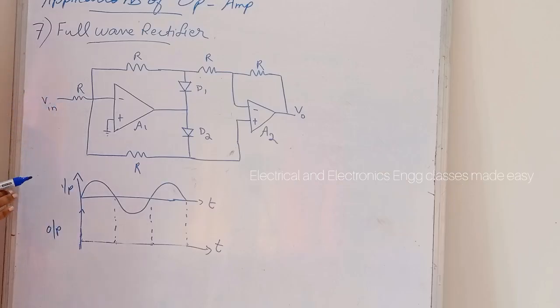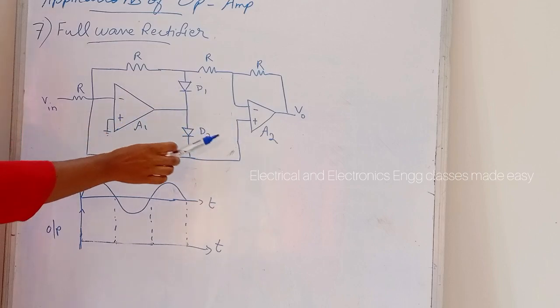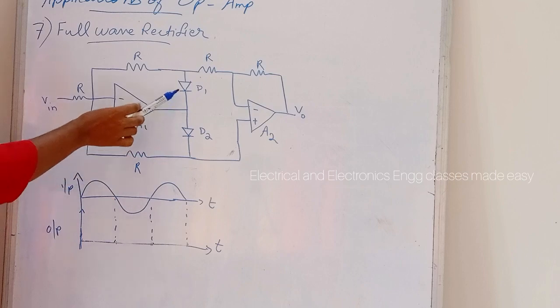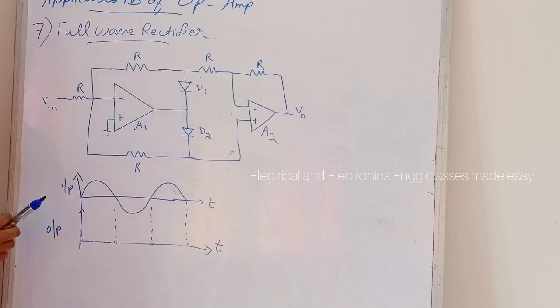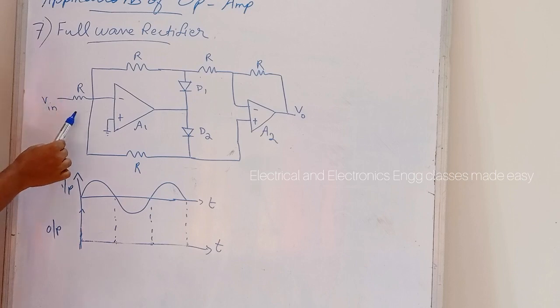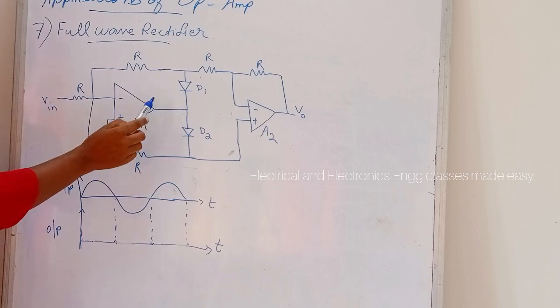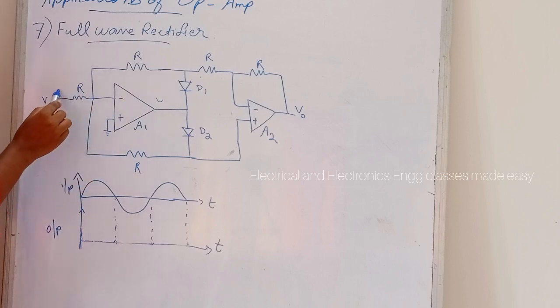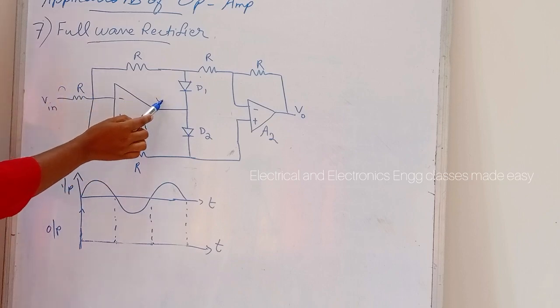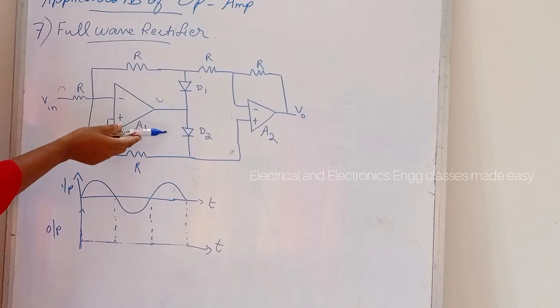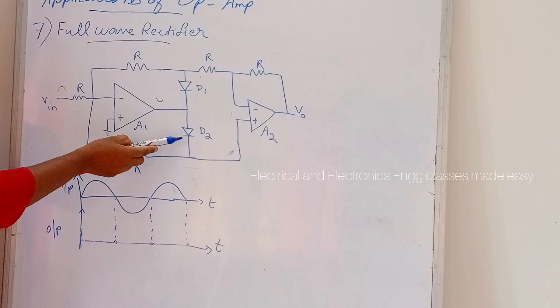Next is the full wave rectifier. This is the circuit diagram for the full wave rectifier. It consists of two op-amps, both A1 and A2 acting as inverters, and also two diodes. When Vin is positive, that is during the positive half cycle of Vin, the output of A1 will be negative. Then which diode conducts? Diode D1 conducts and D2 is in the reverse biased condition.